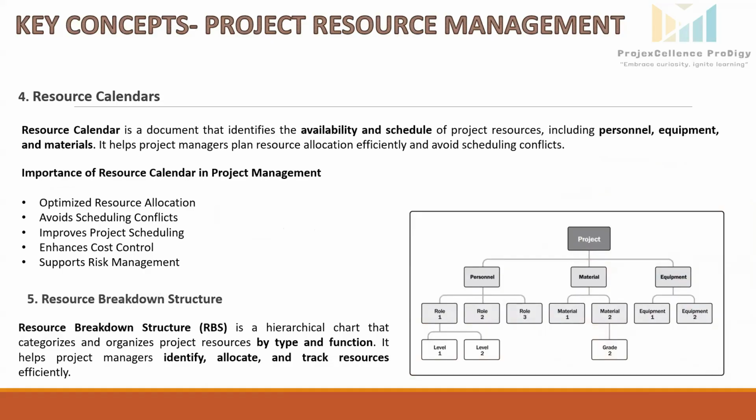Next is resource calendars. Resource calendar is a document that identifies the availability and schedule of project resources, including personnel, equipment, and materials. It helps project managers plan resource allocation efficiently and avoid the scheduling conflicts. For example, in our project, 20 megawatt solar power plant project, the resource calendars will be like skilled technician, let's say available Monday to Friday, 8 a.m. to 5 p.m.